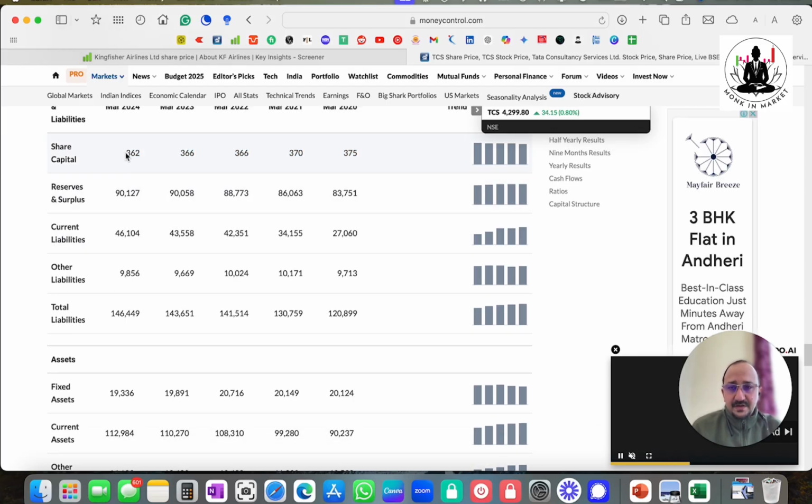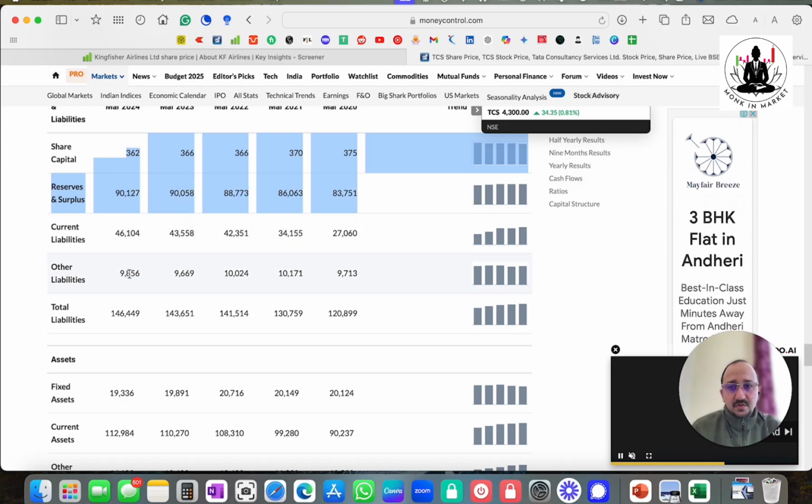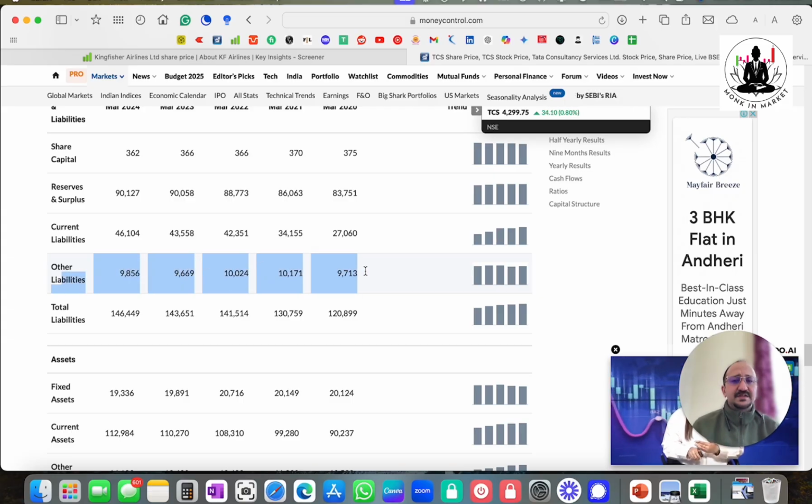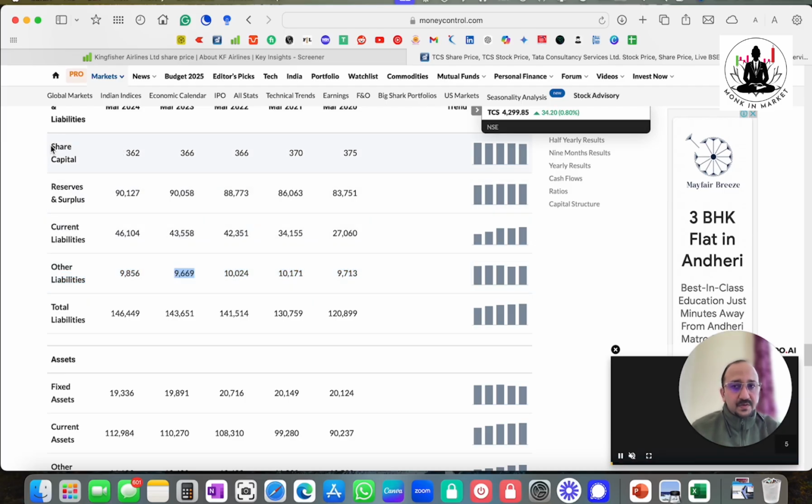Now let's see, are these first two columns greater than the loans? Reserve surplus is 90,000 crores, loans just 9,000 crores. Reserve surplus and share capital both are 93,000 crores. It is just 9,000 crores. It means loans are less. Progressively, it is quite less. So lesser than the first two columns. So debt is less as compared to equity. Good sign for a company.